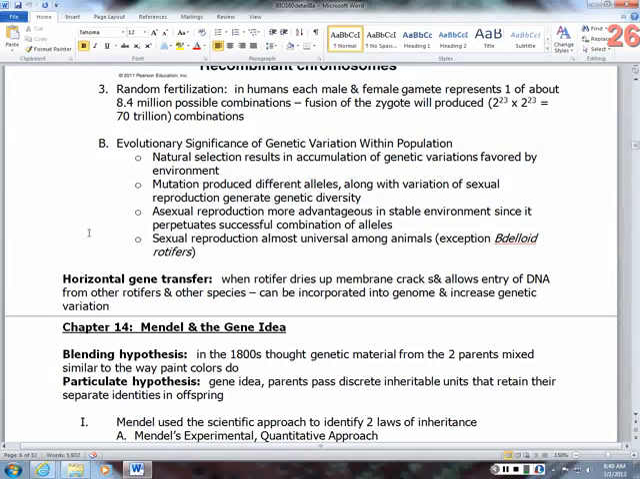Mutation of the different alleles can occur along with the variation that you get with sexual reproduction, and that produces a huge genetic diversity.